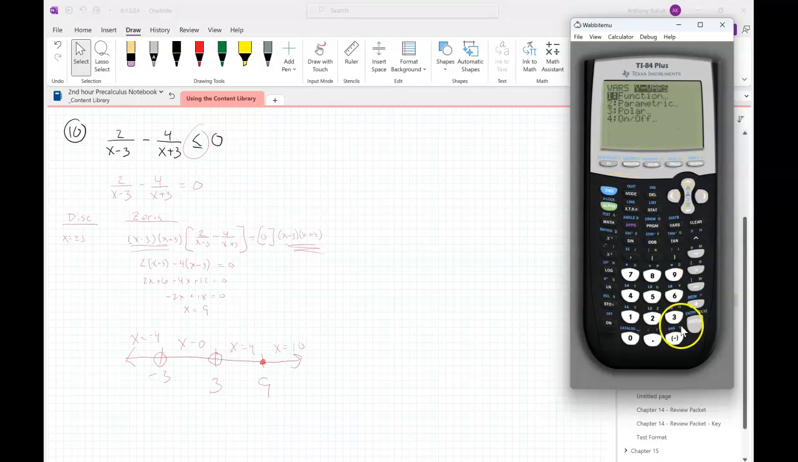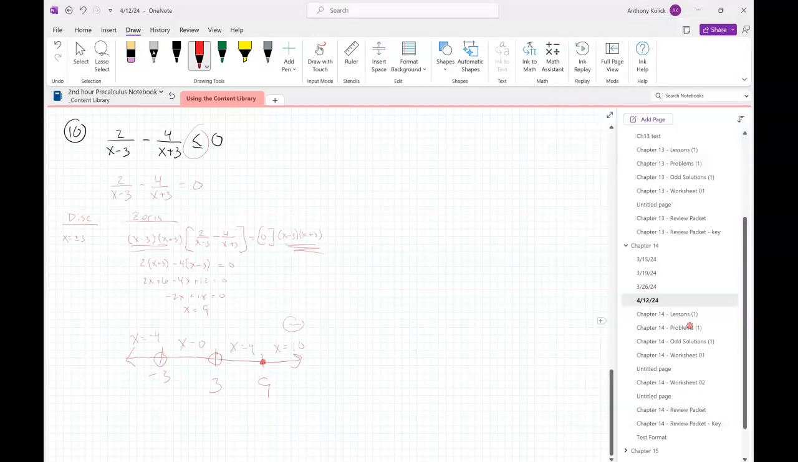And then I'm going to do y1 of negative 4. That's positive. And we'll do y1 of 0. That's negative. And we'll do y1 of 4. That's positive. And we'll do y1 of 10. And that's negative. So we had negative, negative, positive, negative, positive.